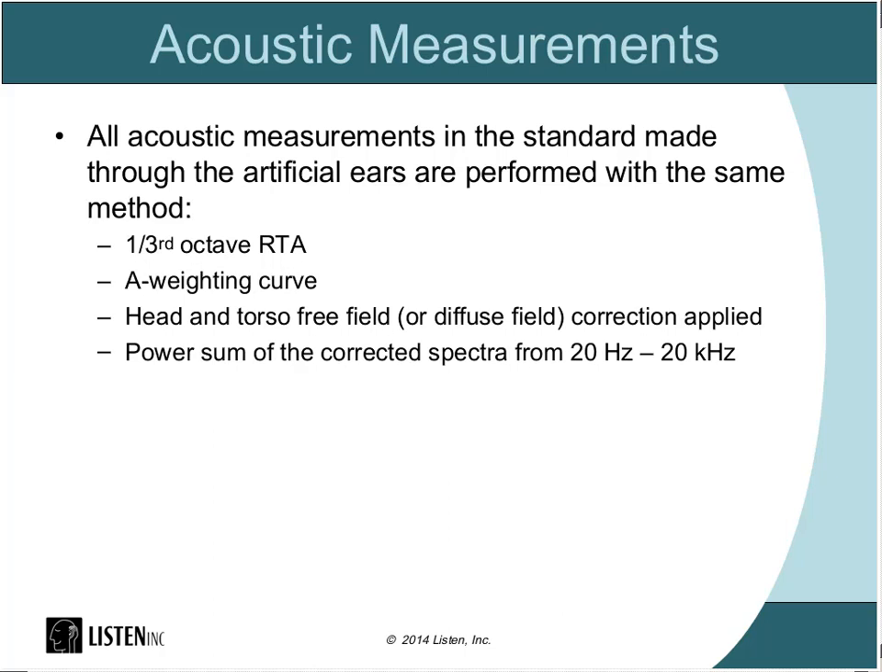Once you have the corrected spectra, A-weighted, and the free field correction applied, we then take that spectrum and take the power sum of it between 20 hertz and 20 kilohertz. So basically that gives us the total sound pressure level for that corrected spectrum. And then that becomes our final value for a couple of the sequences. So this is the process that you'll see done in a number of the tests kind of throughout the standard.